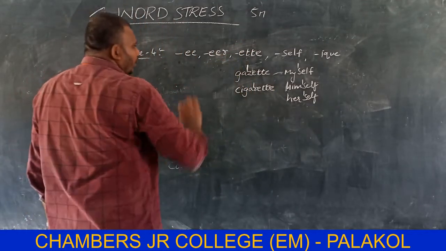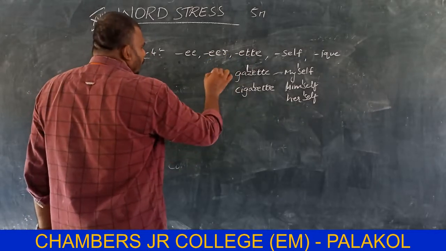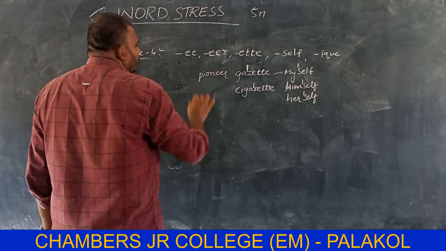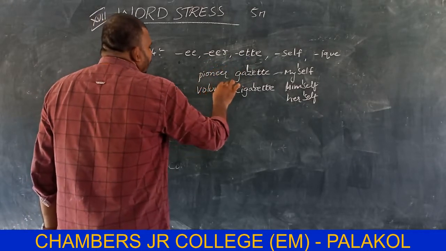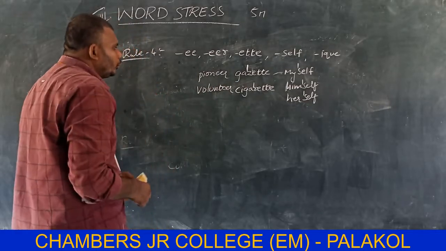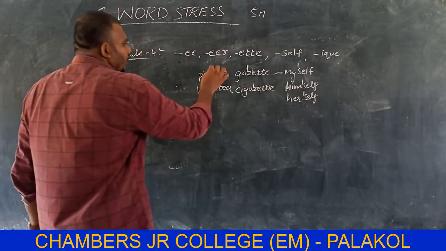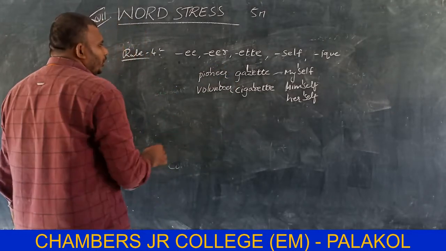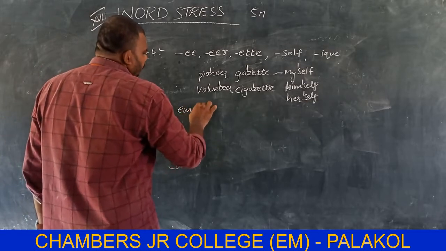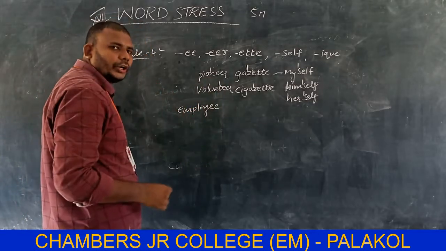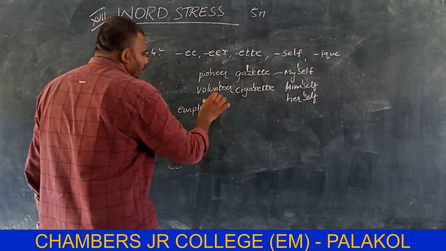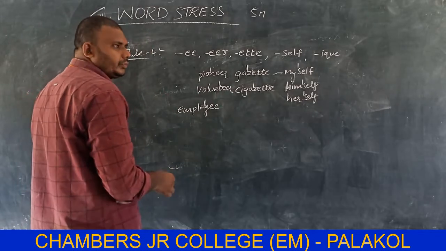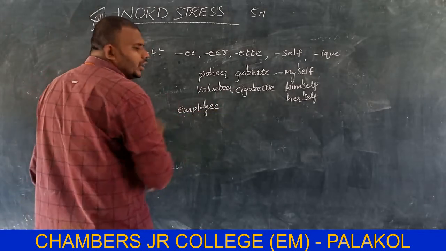And come to the second one, EER. Pioneer. Volunteer. See this one? Pioneer, N. Volunteer, TER. And take the first one, employee. Here the last syllable begins with Y. That's why we should put the stress on E. Employee.